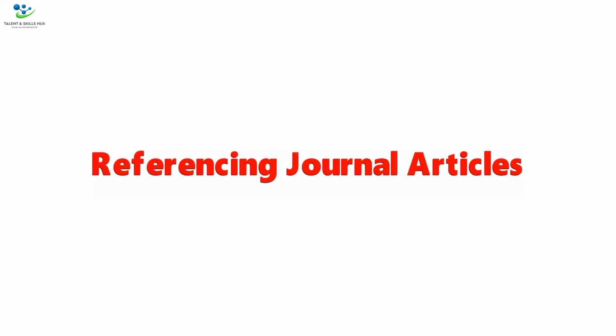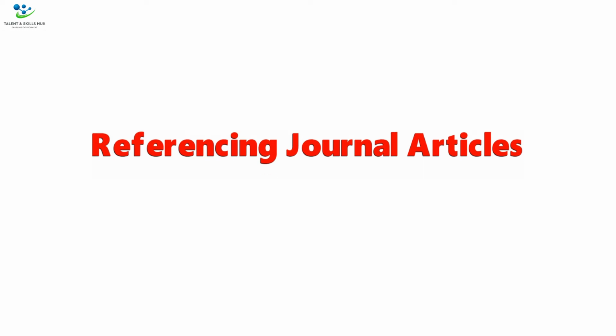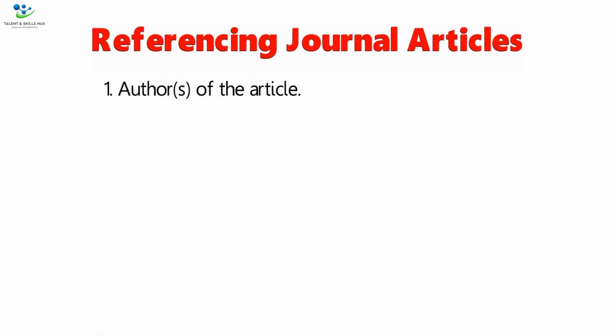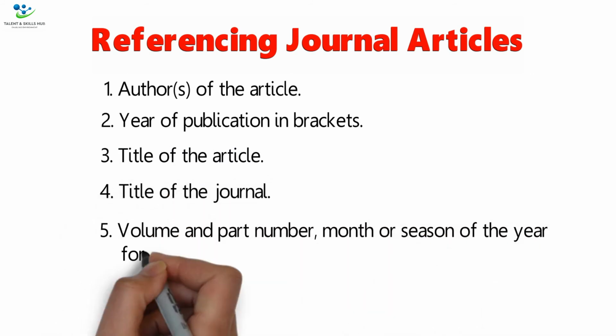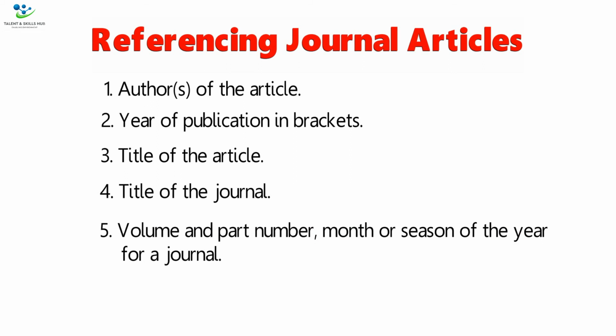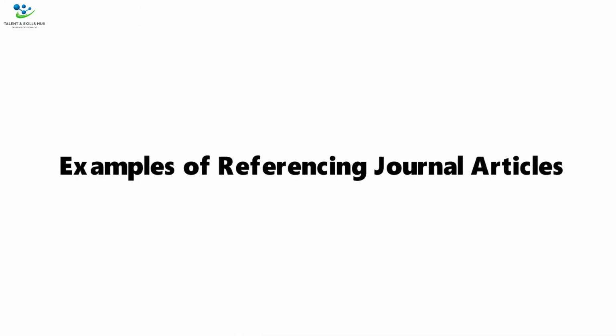When referencing journals, you need to include the following information in this order. 1. Authors of the article. 2. Year of publication in brackets. 3. Title of the article. 4. Title of the journal. 5. Volume and part number, month, or season of the year for a journal. 6. Page numbers of article. Examples of referencing journal articles.